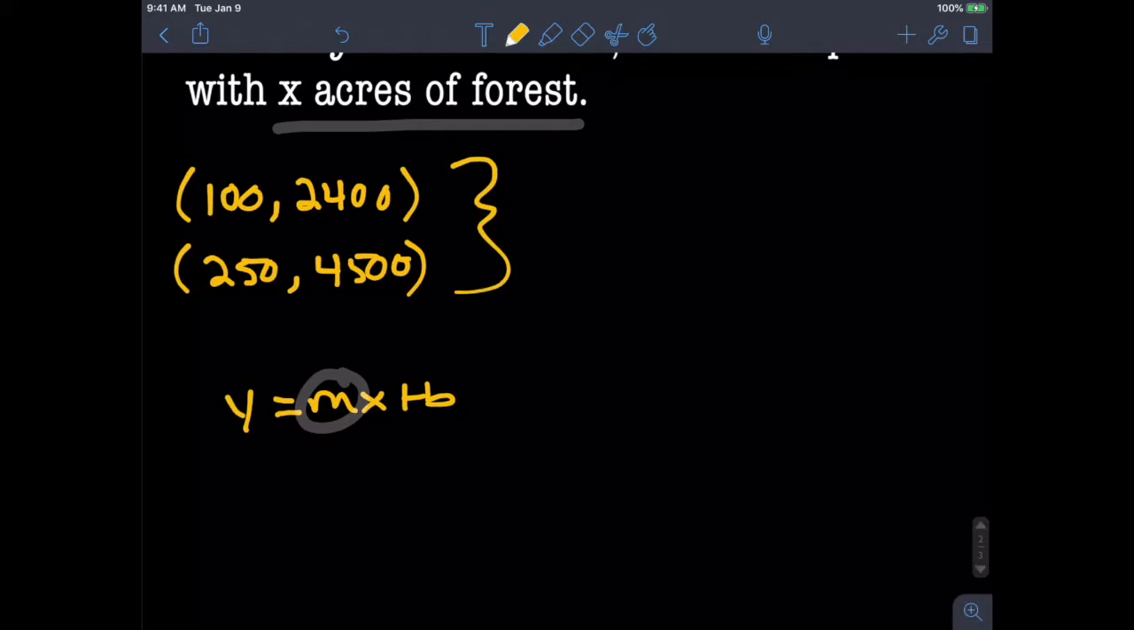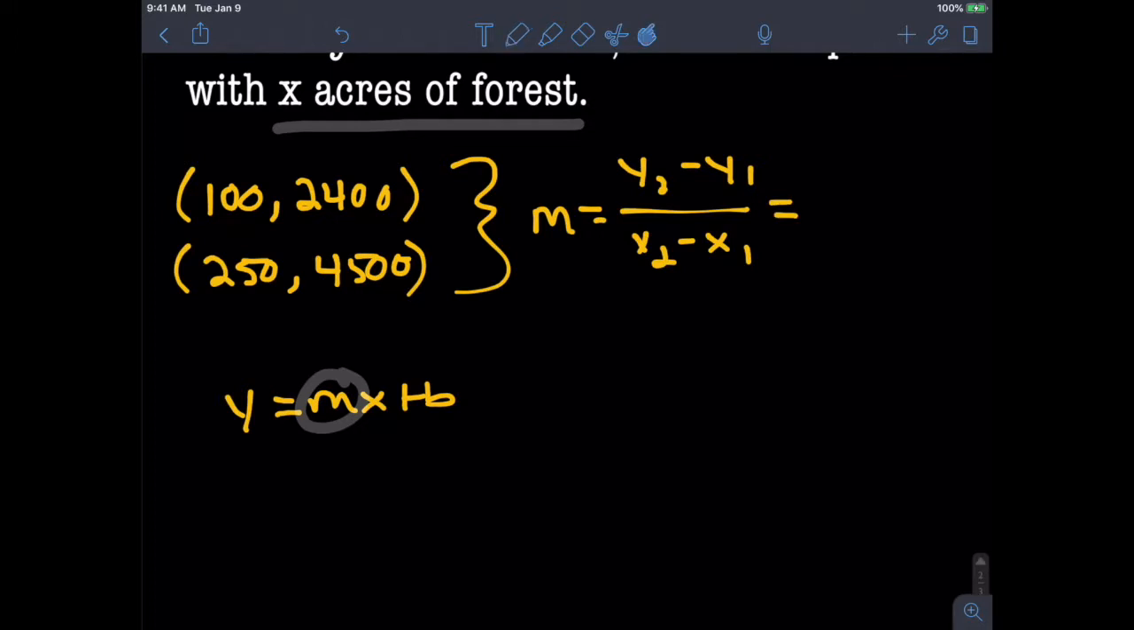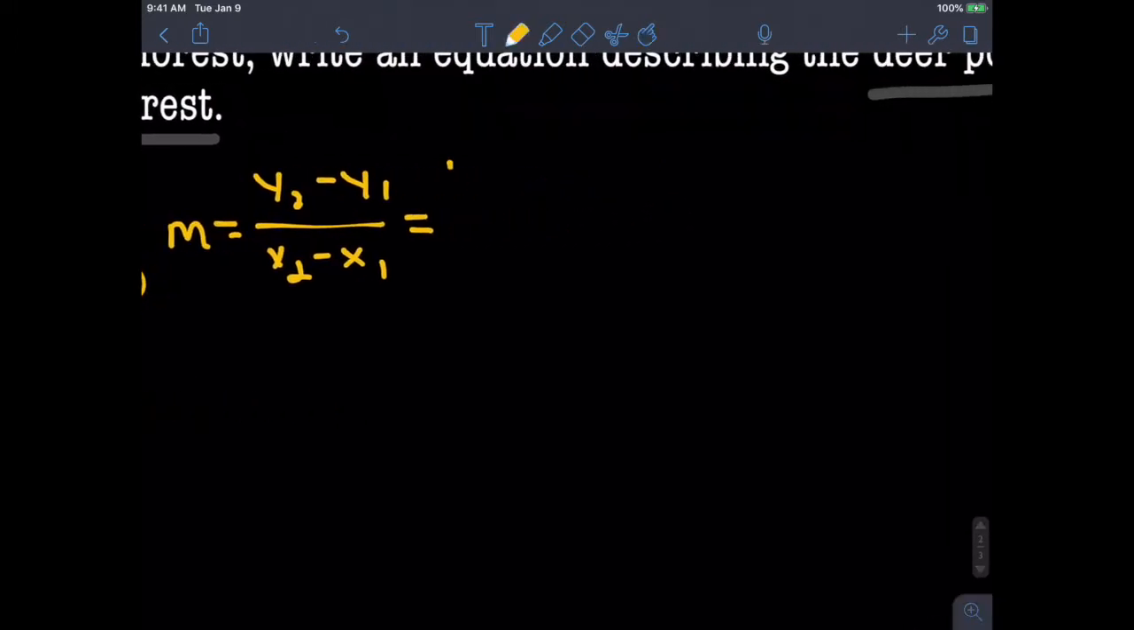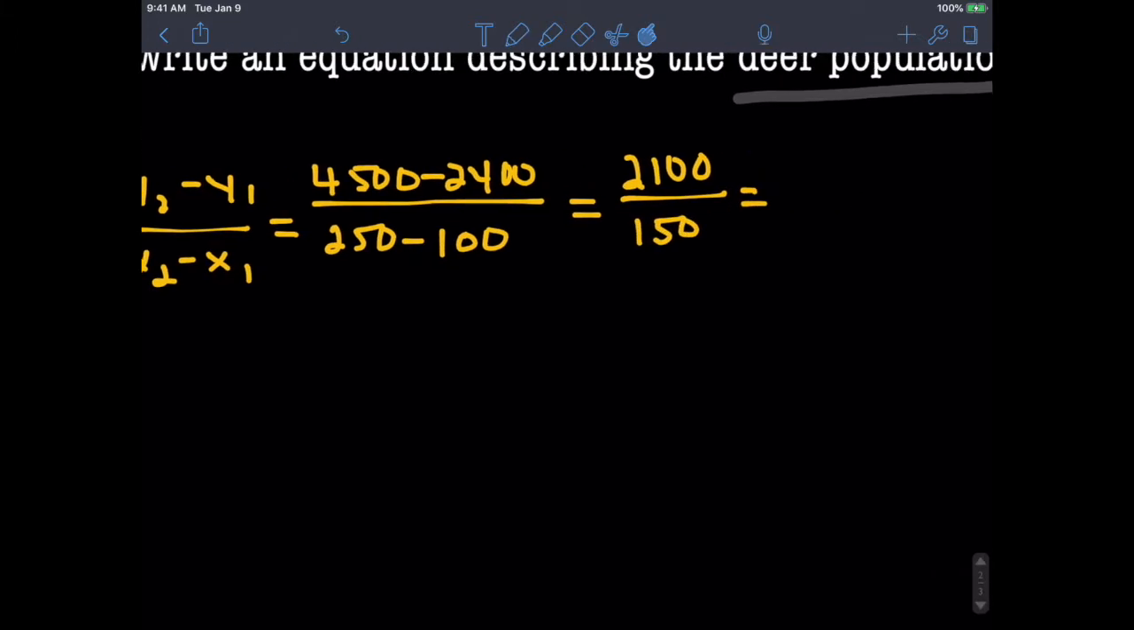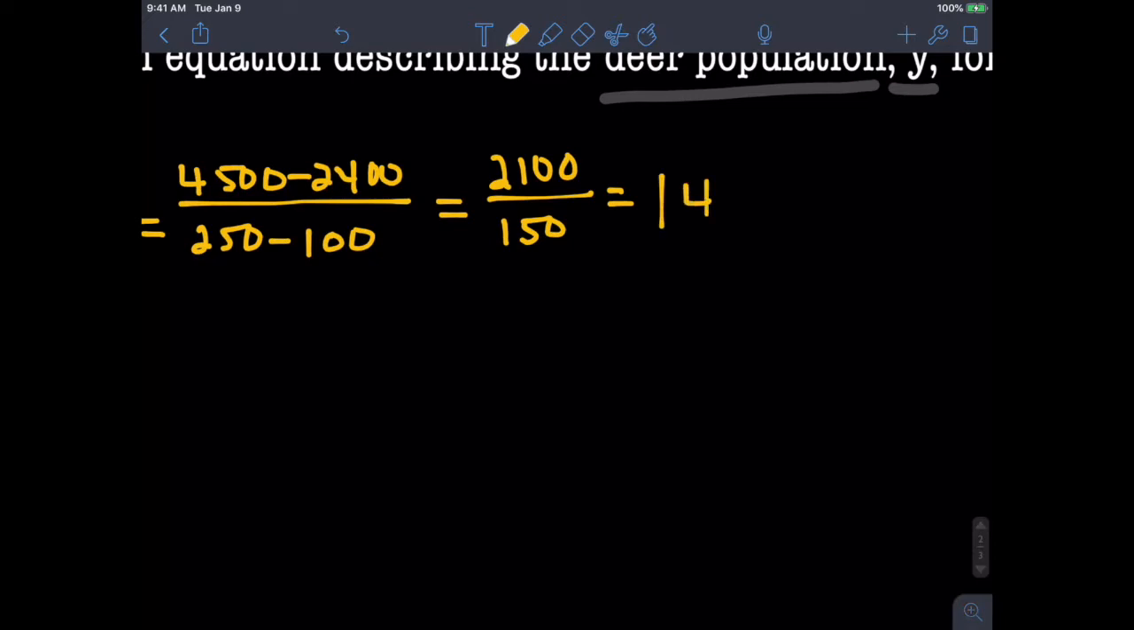We do this by using our trusty slope formula, m equals y2 minus y1 over x2 minus x1. And now we plug in the values from our points. I'm going to put the 4,500 first because that's going to make my subtraction easier. So I'm going to have 4,500 minus 2,400 on the top. And because the 250 is in the same point as the 4,500, I'm going to put that first in the bottom to get 250 minus 100. Subtracting, we get 2,100 over 150. And this, my friends, simplifies to a very nice number of 14.